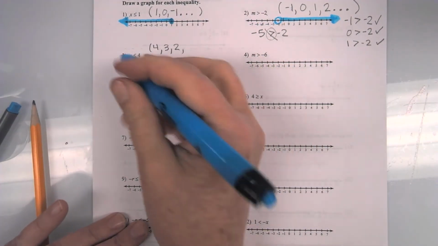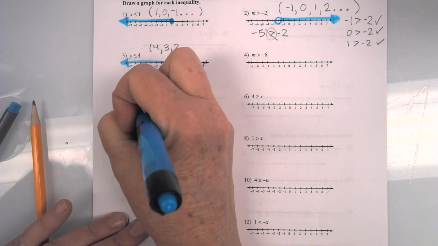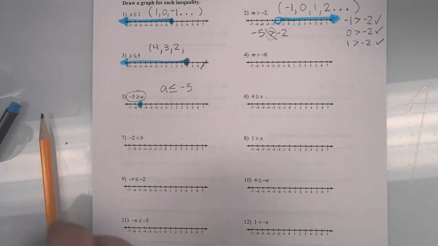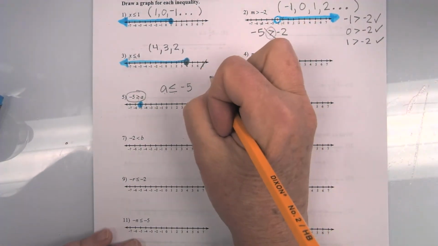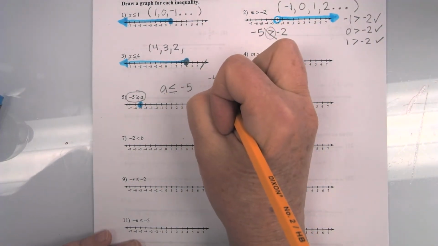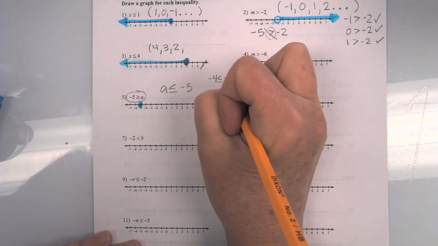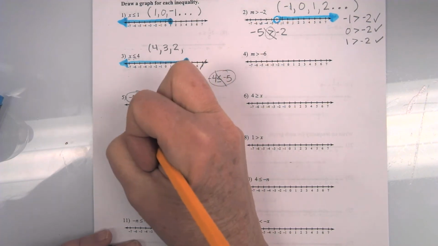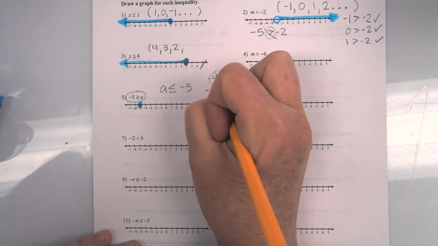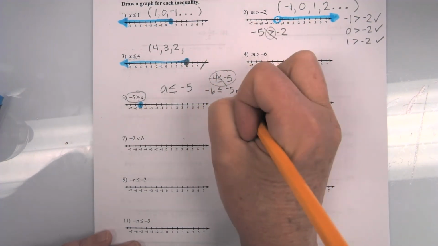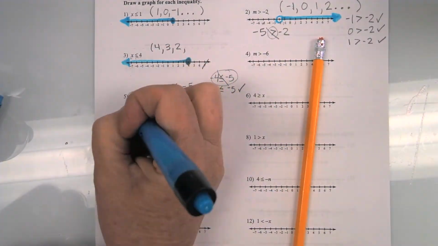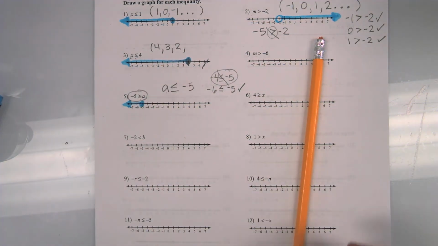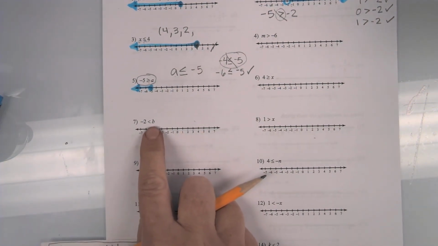Since the equal sign is there, I can color in -5. Now a has to be less than -5. If I say -4 is less than or equal to -5, that's not true, so I'm going the wrong direction. So I'm going to put -6. Is -6 less than or equal to -5? Yes, that's true. So that means I'm going to color to the left.